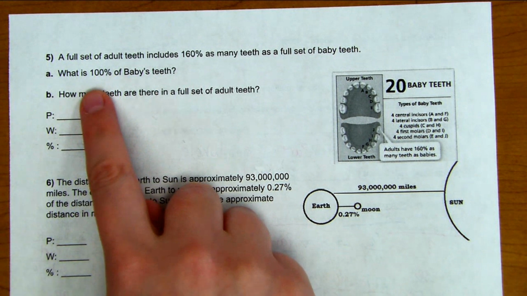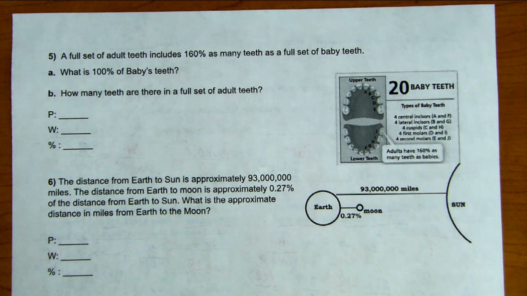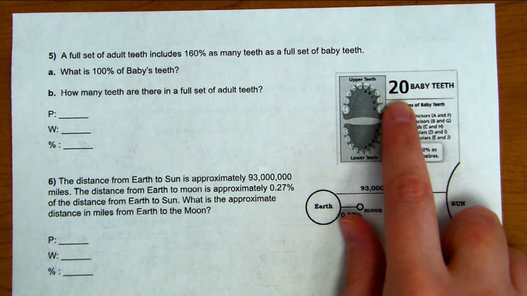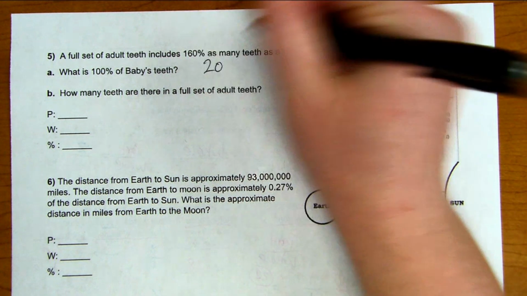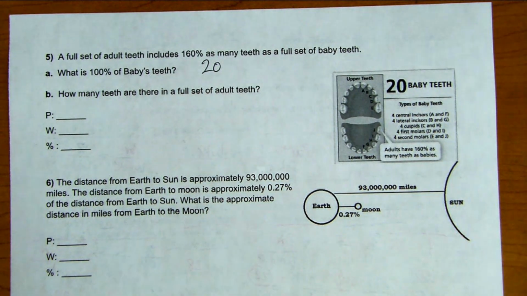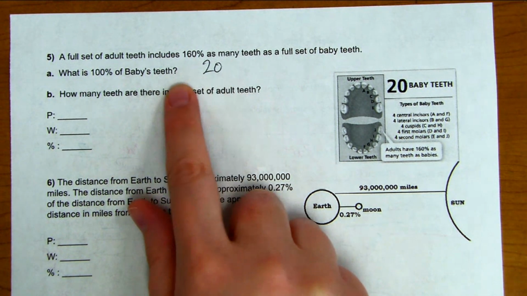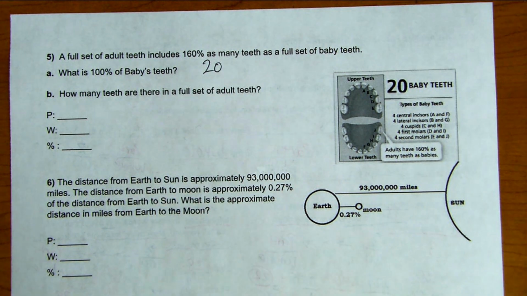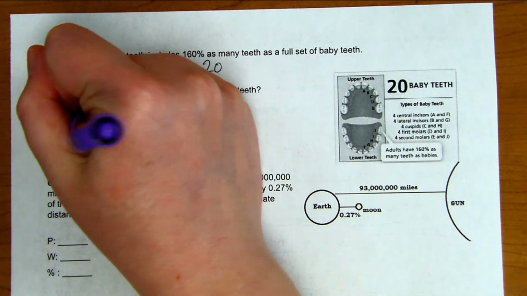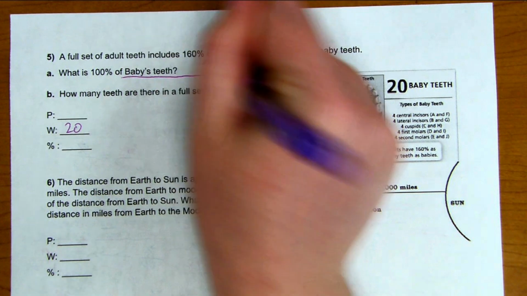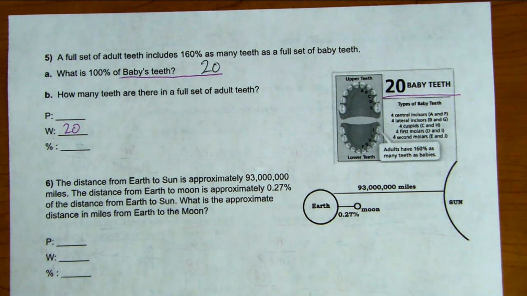So if you count all of the teeth in a baby's mouth, how many teeth should there be? Well, if we're looking over here, we can see there are 20 baby teeth in a full set of baby teeth. So that means we are going to consider the total amount of baby teeth as our whole amount. That's the overall amount.